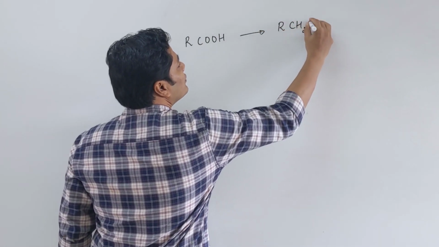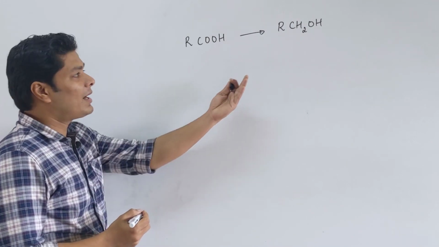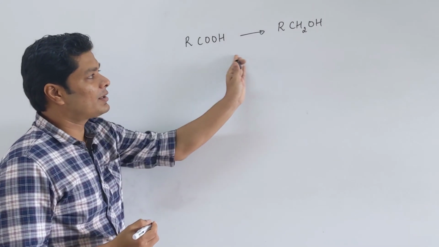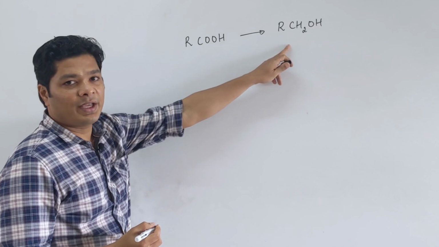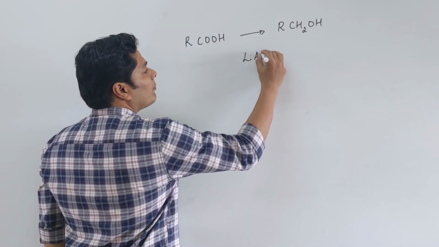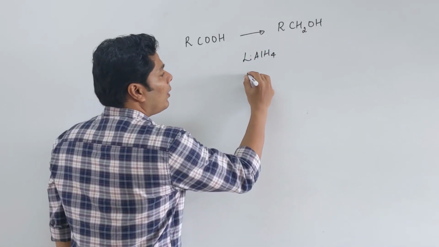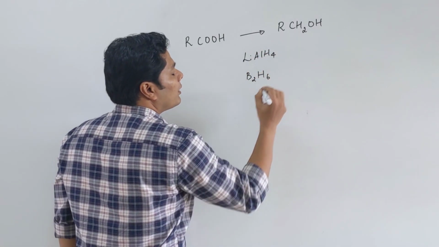Carboxylic acid can be reduced to RCH2OH, so a primary alcohol. A primary alcohol can be converted to acid with an oxidizing agent. This is a reducing agent. Now what all can be reduced? We can use lithium aluminum hydride, an extremely good reducing agent. Also you can use diborane.